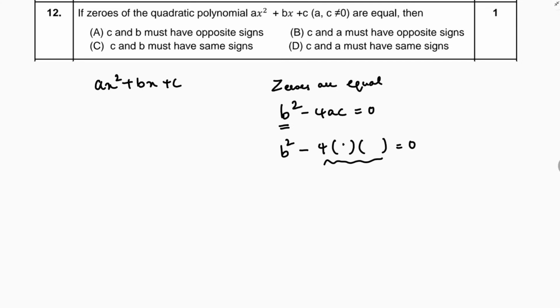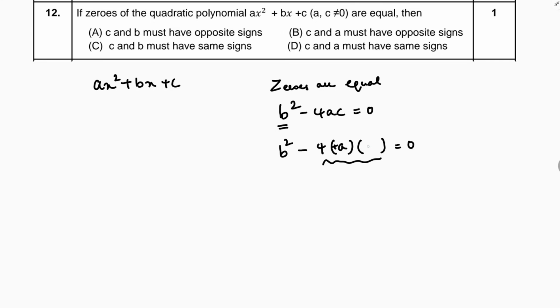Suppose if a is negative and c is positive, this total will become plus, so you will not get 0. So if a is negative, c also should be negative, and if a is positive, then c also should be positive. So very clearly c and a must have the same sign. Correct option is D.